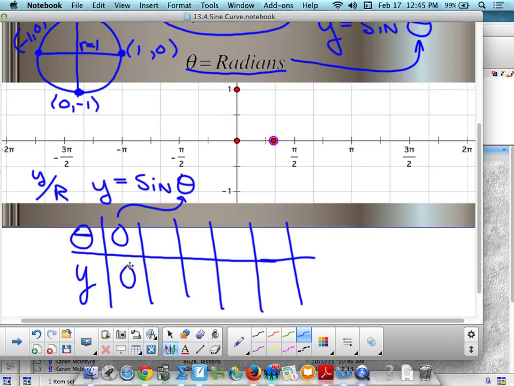Well, here's half a pi, here's 3 halves pi. Zero's right there. You get 0. Please ignore these dots. These red dots mean nothing, okay?